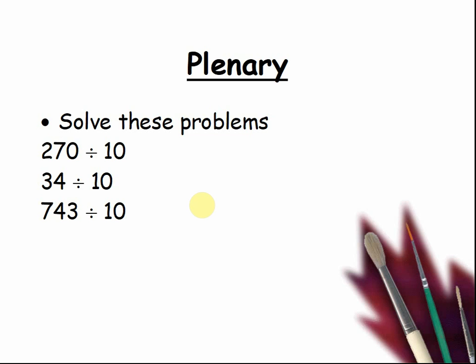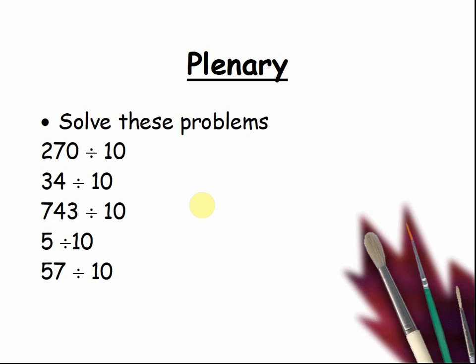743 divided by 10. What's the answer? 3, 2, 1. Tell me. The answer was 74.3. 5 divided by 10 is a half.